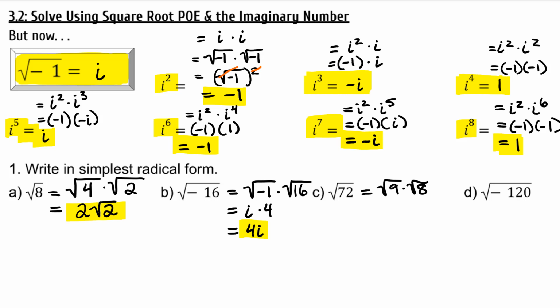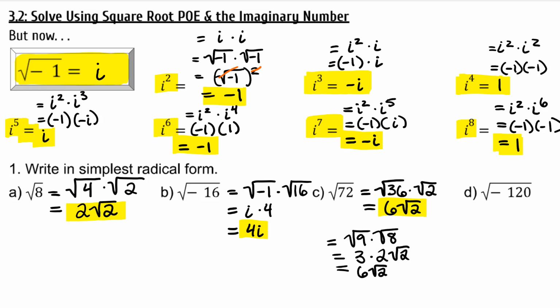Or to avoid this problem altogether, you could notice, okay, if this is not fully simplified, that means I didn't take out the biggest perfect square factor of 72. 72 is actually 36 times 2. And if you had done it the other way, you'd still get the answer, but if you left root 8 in your answer, that would be incorrect.